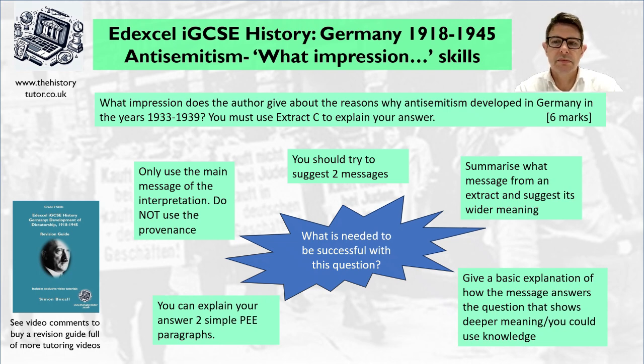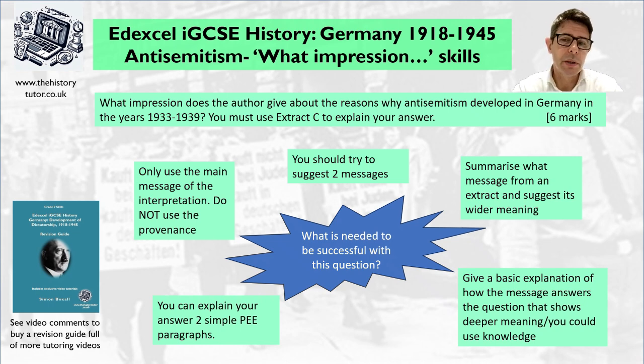When answering a question, summarise the message in your own words. Maybe suggest a meaning, maybe give a short quote. Then we should try and explain. So give a basic explanation how the message answers the question that shows deeper meaning. You could use some of your knowledge. So I think 1 or 2 sentences there would be really good. Now we've given some evidence from the source and we've given an explanation. So we could give a simple P paragraph.